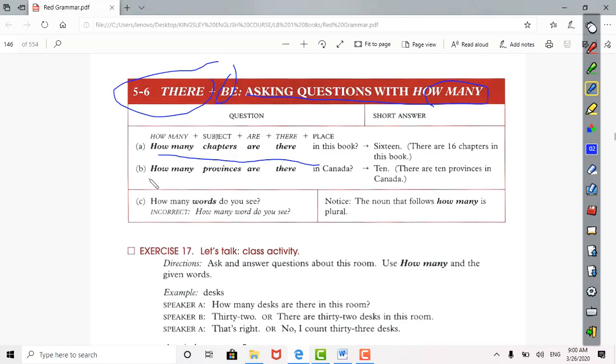How many chapters are there in this book? And how many provinces are there in Canada? Alright. And then, how many words do you use? No, it should be wrong. It should be how many words do you use? The noun that follows how many is plural.